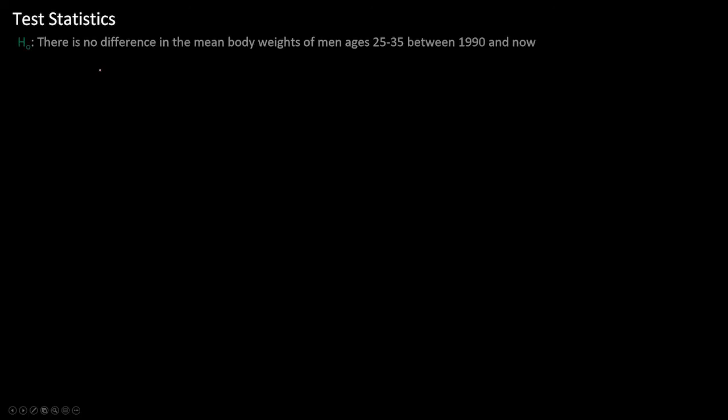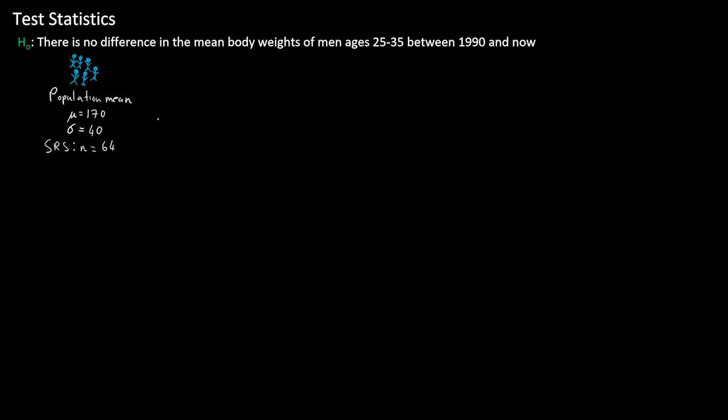So let's continue where we left off last session and use the example concerning the body weight. If you remember, our null hypothesis states that there is no difference in the mean body weight of men ages 25 to 35 between 1990 and now. For now, let us accept the notion that the null hypothesis is true and assume that the current population mean is 170. And we are also aware that repeated SRS of our sample size taken from this population will yield us different sample means. So this sample size, n, will be 64 for this case.